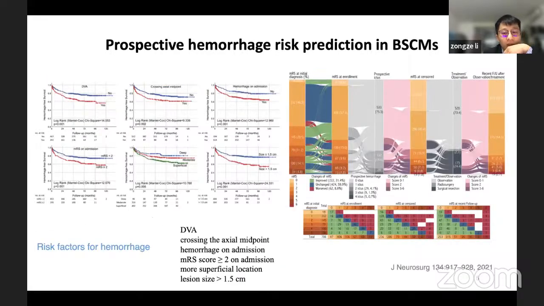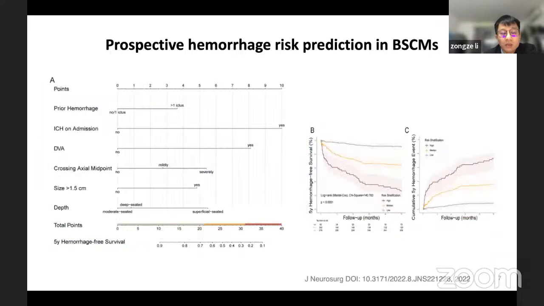And the right picture is a Sankey diagram. The diagram shows that in patients with conservative treatment as the hematoma is absorbed, the majority of patients' mRS scores will improve. While if a new bleeding occurs, that may lead to a deterioration of neurological function in some cases. The author also constructed a nomogram based on the above factors, so we can evaluate the risk of future hemorrhage of brainstem CM based on this nomogram.